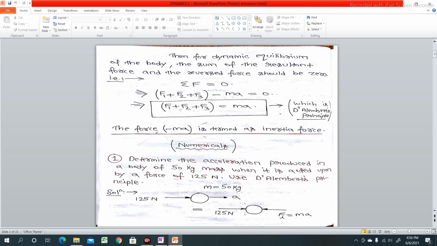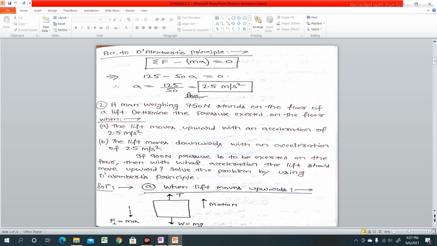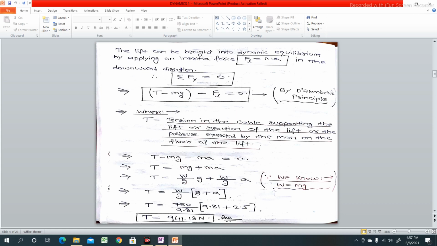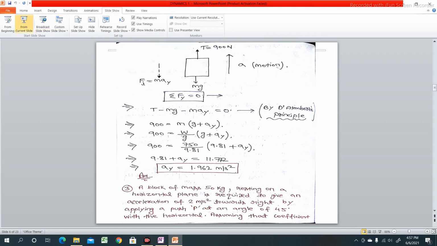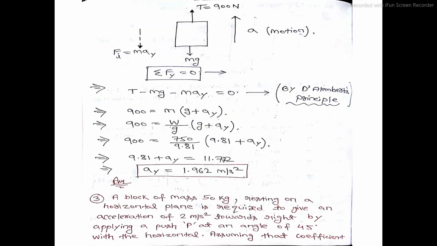After defining Dalembert's principle, we solved a few problems related to it. The first problem is this one, which you can see in the slide. This we solved in the previous class, and the second problem, which you can see in the slide, we also solved in the last class. In today's lecture, let us solve a few more complicated problems related to Dalembert's principle. Let us solve, in continuation, the third problem.